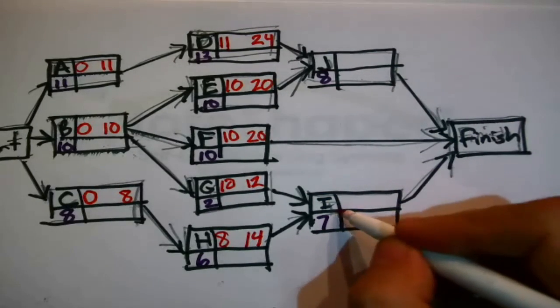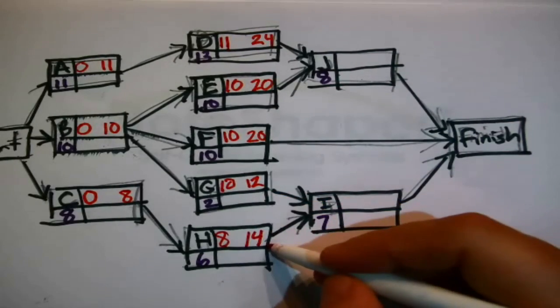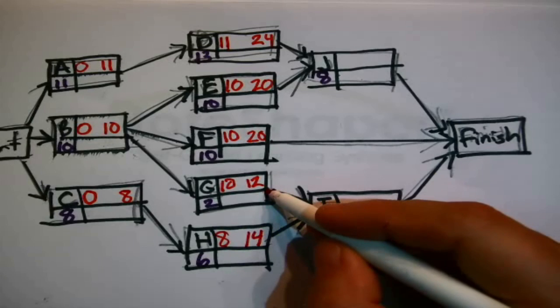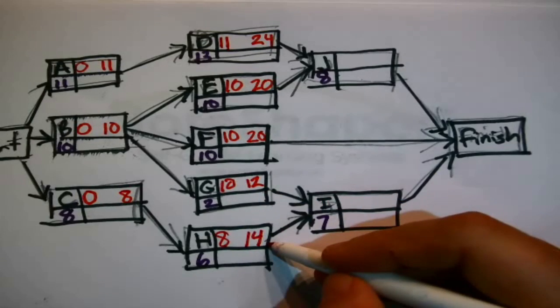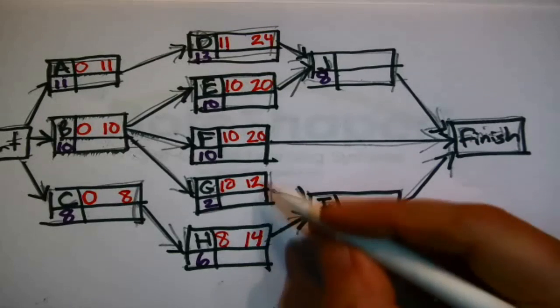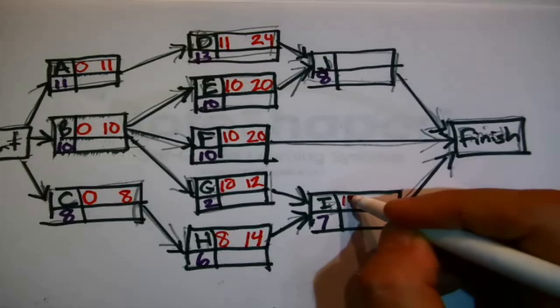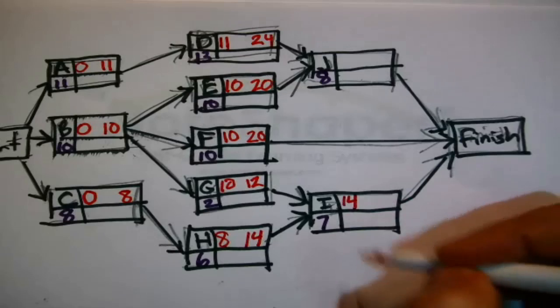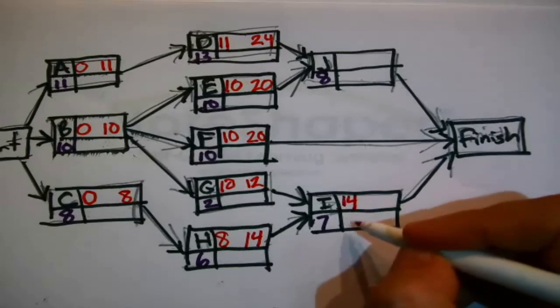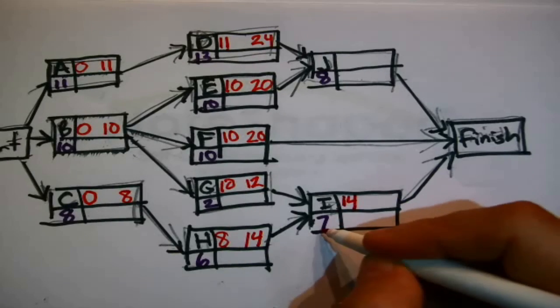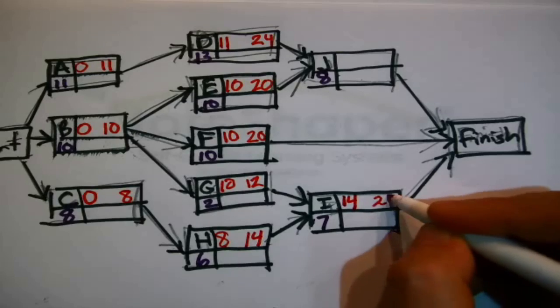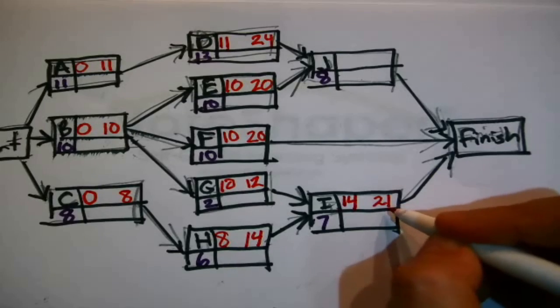Look at, for instance, I. Okay, I cannot start until G and H finish. G will finish at the earliest in 12 days. H will finish at the earliest in 14 days. It can't start till they're both done, so it's the bigger one that wins. You choose the larger. It could start at the earliest in 14 days. 14 plus 7 is 21, right? So it could finish at the earliest 21 days from now.